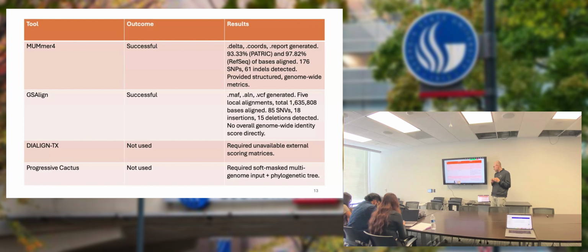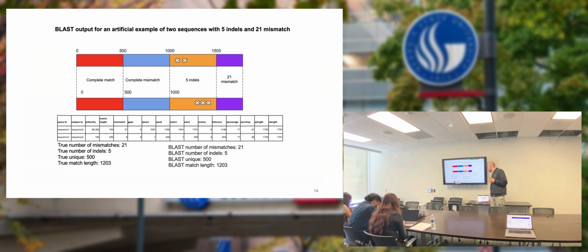And so to address this limitation, I took an artificial example where I know exactly how many indels and mismatches and matches I have. This example consists of 4 distinct regions. The first region from 0 to 500 base pairs is a complete match. The second region from 500 to 1000 is a complete mismatch. And then from 1000 to 1500, we have a match, but it has 5 indels.